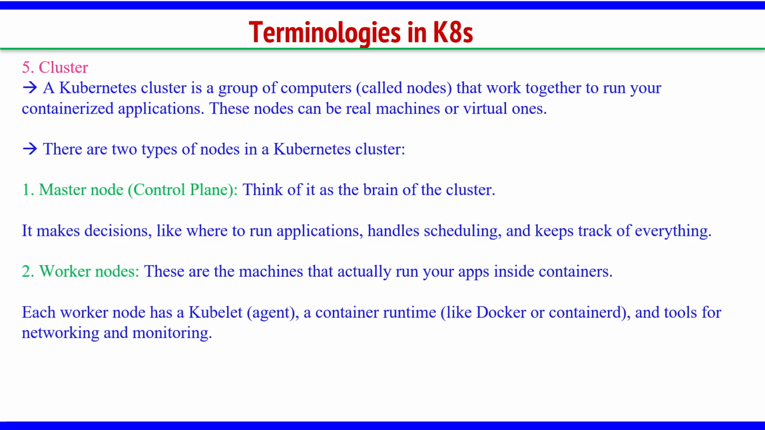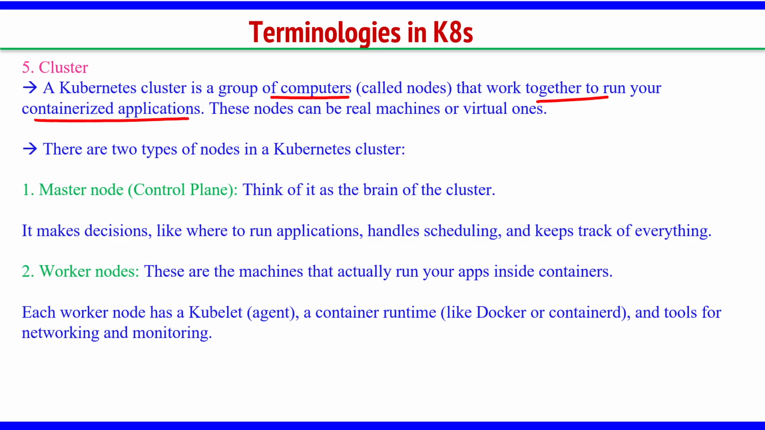Okay. So, a Kubernetes cluster is a group of computers called nodes. It means a group of physical machines or a group of virtual machines together forms a cluster that works together to run your containerized applications.